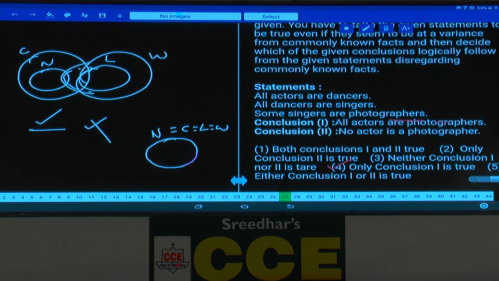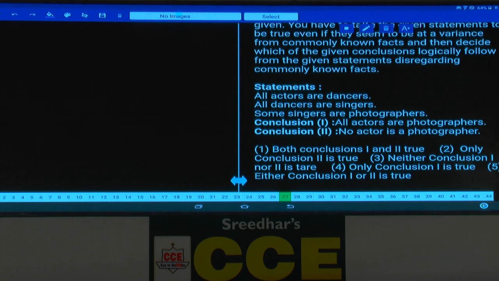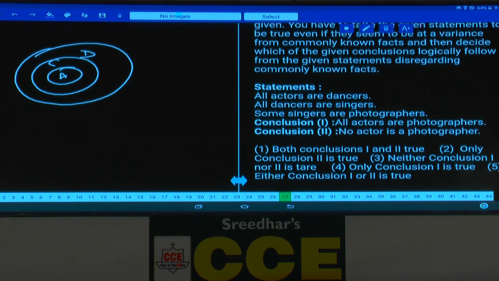Then question number 27. Now in this 27, all actors are dancers, and all dancers are singers. And next one, some singers are photographers. Again, all the statements are affirmative. As the statements are affirmative, we cannot derive a negative conclusion. As we have seen in the previous question, negative conclusion is not drawn. Now the first one, all actors are photographers. No relation between actor and photographer. And the next one, no actor is a photographer. As no actor is a photographer is true, hence, with the help of the basic diagram, this is definitely true.